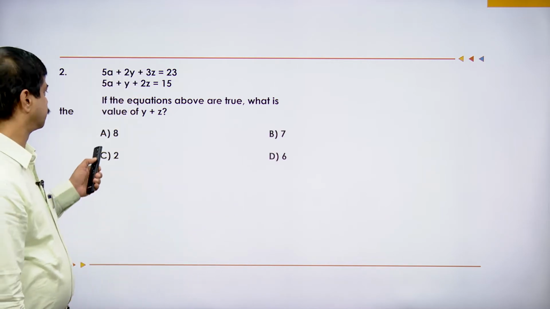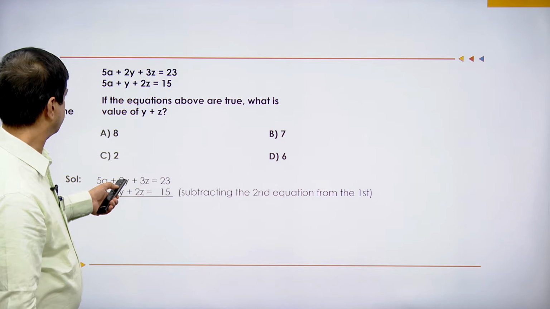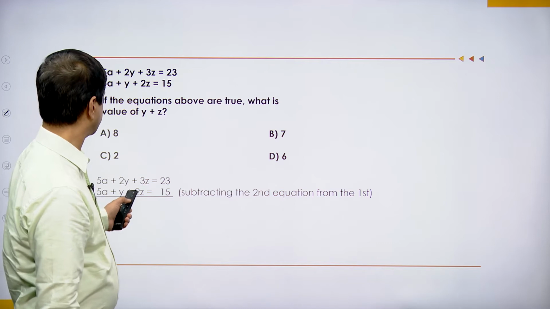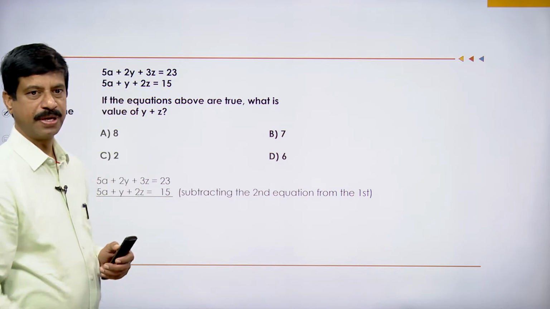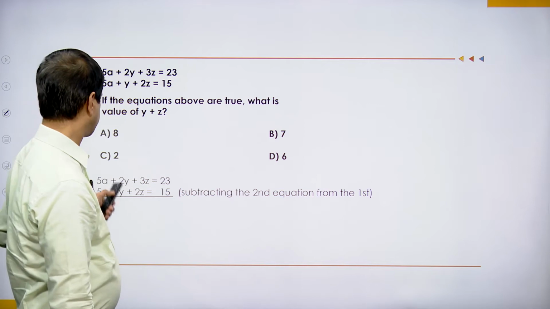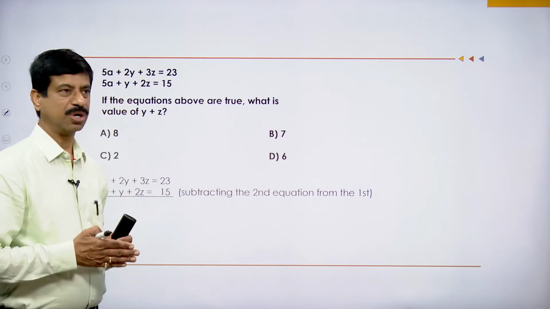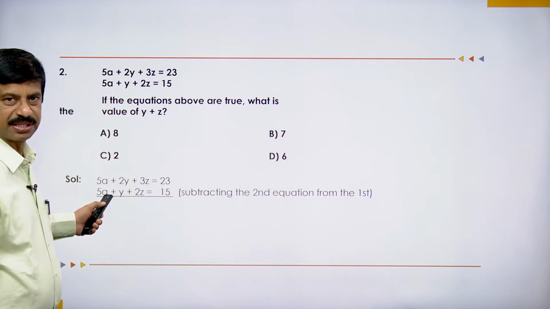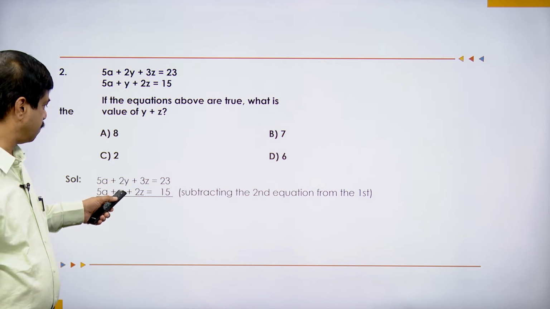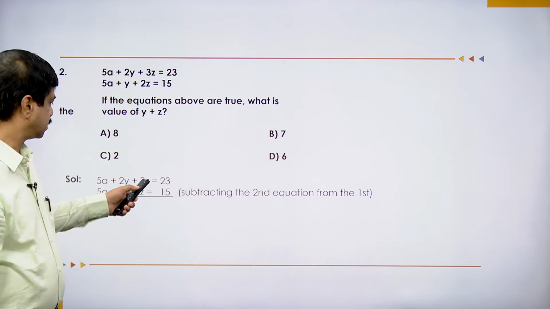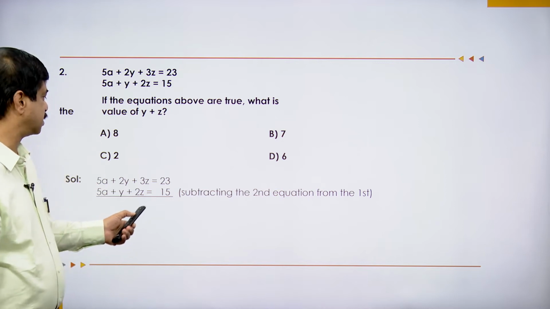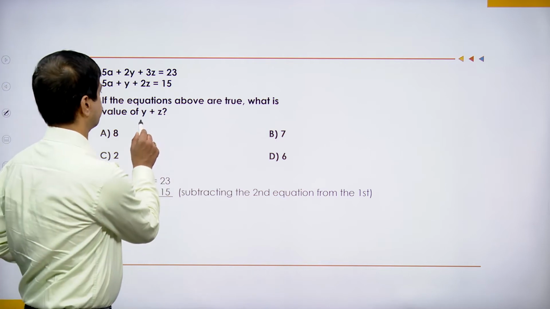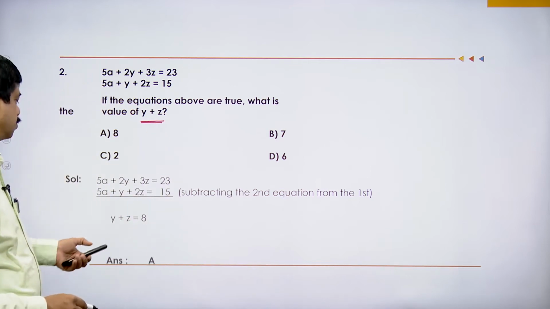So now look at this. So 5x plus 2y plus 3z equal to 23 is the first equation, and 5x plus y plus 2z equal to 15 is the second equation. Now if you subtract these two, because I want to keep only y and z, eliminate x. So 5x minus 5x is cancelled. If you subtract them, 2y minus y is y, plus 3z minus 2z is z. So y plus z equal to, subtract them, 23 minus 15 is 8. So he is asking to find out the value of y plus z. So that is equal to 8.